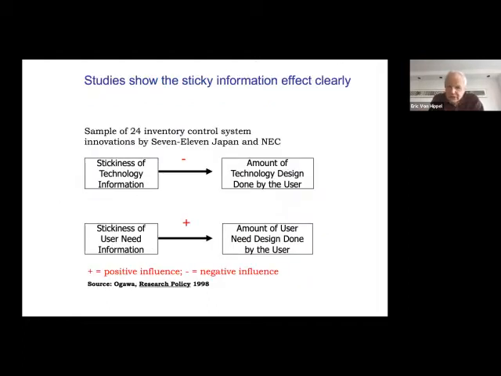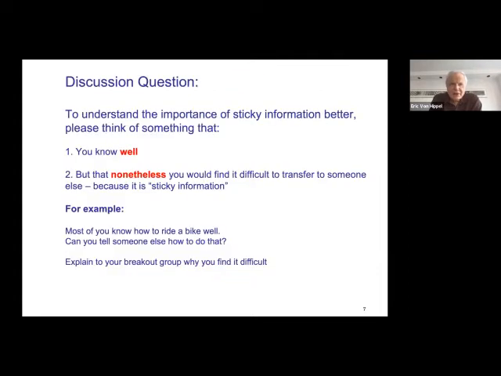Now, studies show this effect, but I want it right now, so you get a sense of this, to jump into a discussion question with the breakout group. Because I think you'll be surprised and then you'll appreciate what a toolkit is valuable for. So I propose you think of something that you know well, right? Like you know how to ride a bicycle. But then try to think about whether you can transfer that information to somebody else. So for example, most of you know how to ride a bike well, but can you tell someone else how to do it?